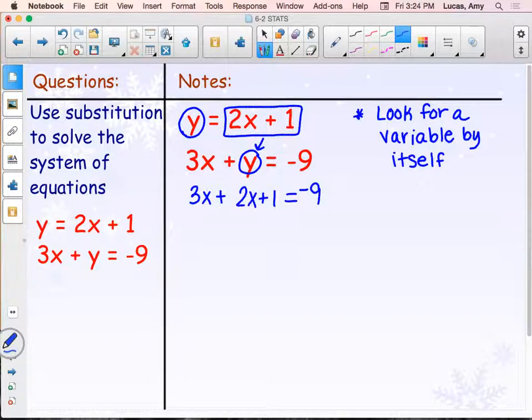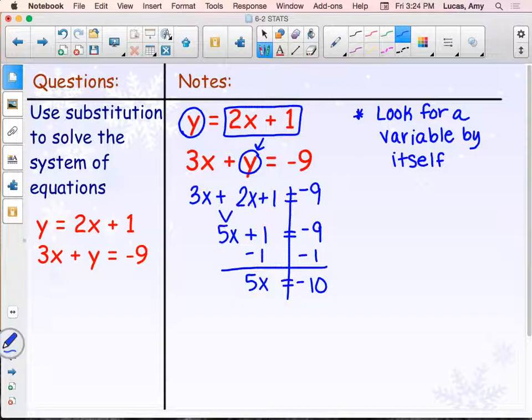So look at what I did. I replaced the letter y, and in its spot, I put 2x plus 1. Now I can solve this equation. 3x plus 2x is 5x. 5x plus 1 equals negative 9. Then I subtract 1. So 5x equals negative 10. And then I can divide by 5.